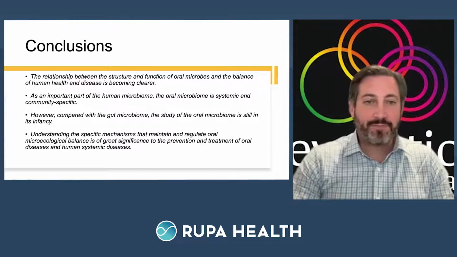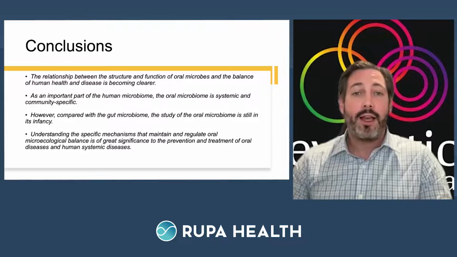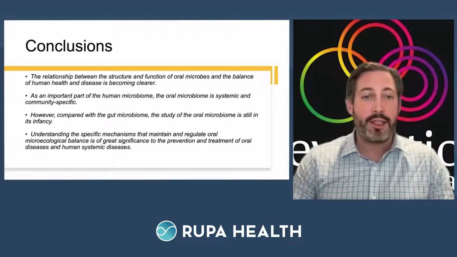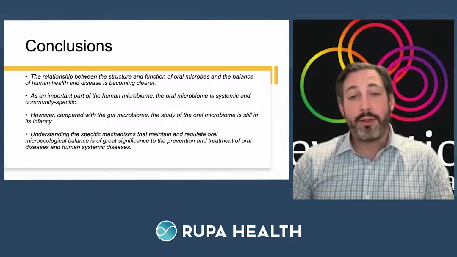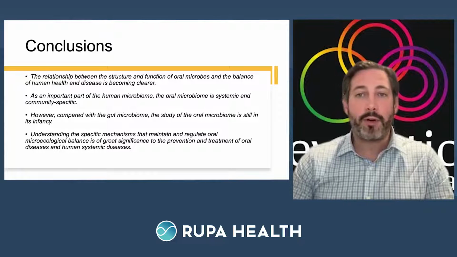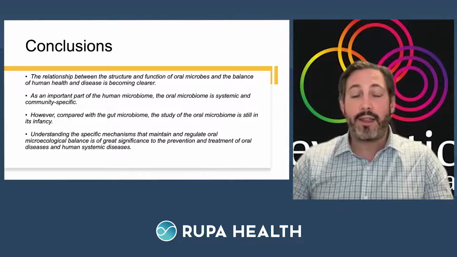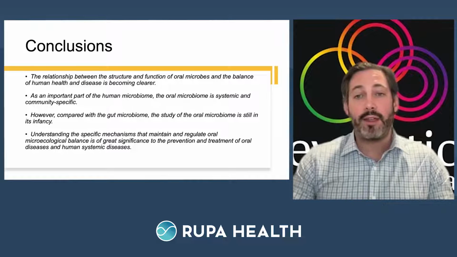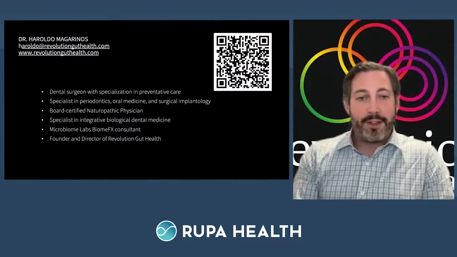So to finalize, the relationship between the structure and function of the oral microbes and the balance of human health and disease is definitely becoming more clear right now. And we know that as part of the human microbiome, the oral microbiome has a systemic and community-specific effect, which we're studying and correlating more and more over the years. Compared to the gut microbiome, though, we have way fewer studies, and definitely we need to improve that to make proper correlations and take action in the right way. And the understanding of the mechanisms used for maintaining and regulating the oral microecological balance is becoming more and more clear and very significant for preventing and treating oral diseases, and also preventing and treating human systemic diseases. So that was it.